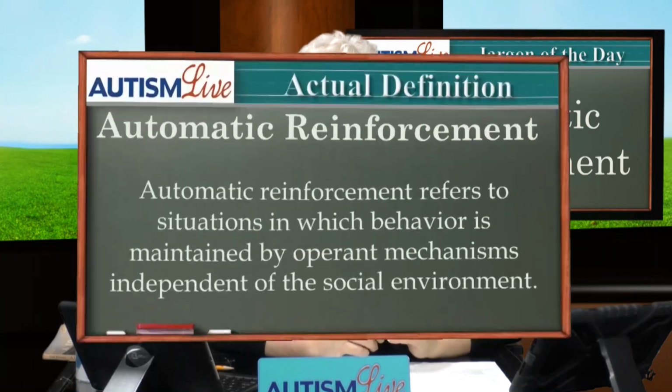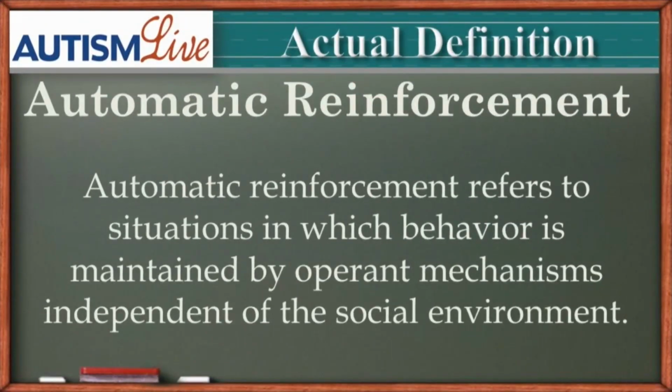And you can already see over my shoulder, but I'm blocking some of it. It's automatic reinforcement. So let's take a look at what our actual definition of automatic reinforcement is. Automatic reinforcement refers to situations in which behavior is maintained by operant mechanisms independent of the social environment.